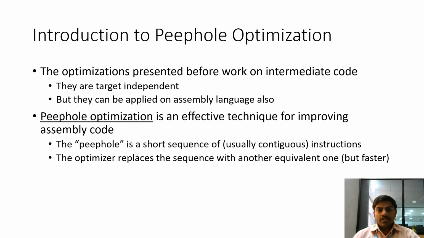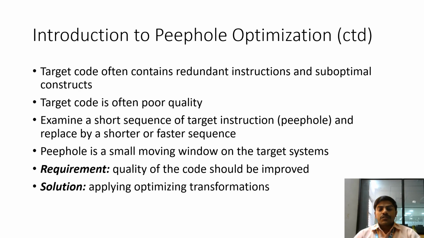Intermediate code optimization helps us to minimize the number of assembly level codes in the target language, while the Peephole optimization tries to reduce the execution or space requirements of the target code so that the efficiency of the compiler is better. So the target code often contains redundant instructions and suboptimal constructs. So the target code is often of poor quality.